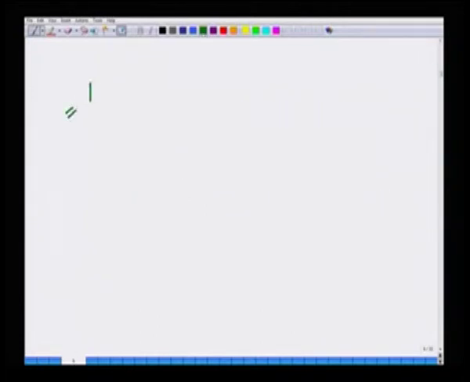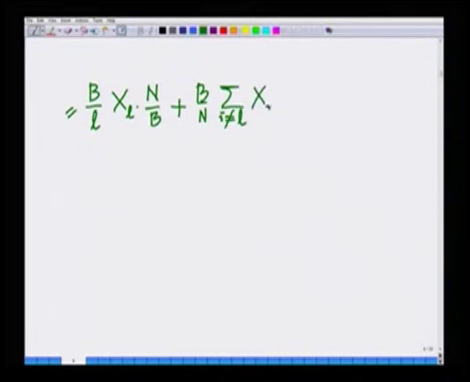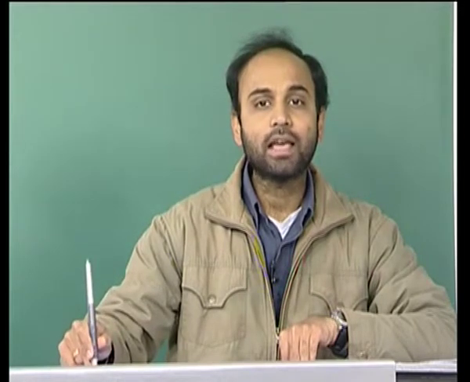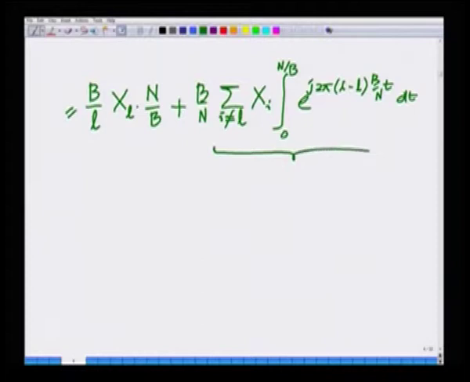This I can write as b over n times x_L into n over b, plus b over n times the summation over i not equal to L of x_i times the integral from 0 to n over b of e to the power of j 2 pi (i minus L) b over n t. As we said by the previous argument, this integral is in fact equal to 0 for all i not equal to L, because we are integrating over the fundamental period. So all this goes to 0.